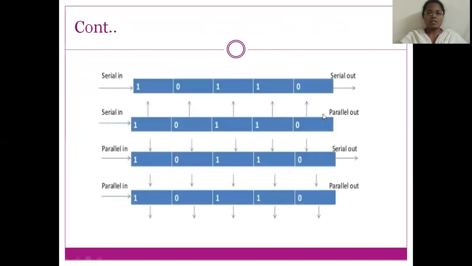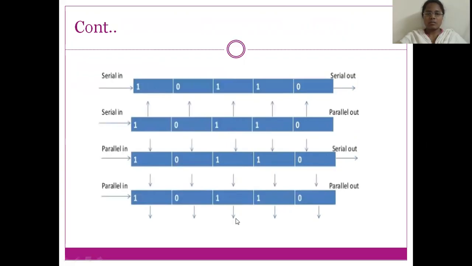Serial in, serial out shift register: that means the data will be stored serially and collected at the output side serially. In serial in parallel out, the data will be stored serially and collected parallelly. In parallel in serial out, the data will be stored parallelly and collected serially. In parallel in parallel out, the data will be stored parallelly and collected parallelly.